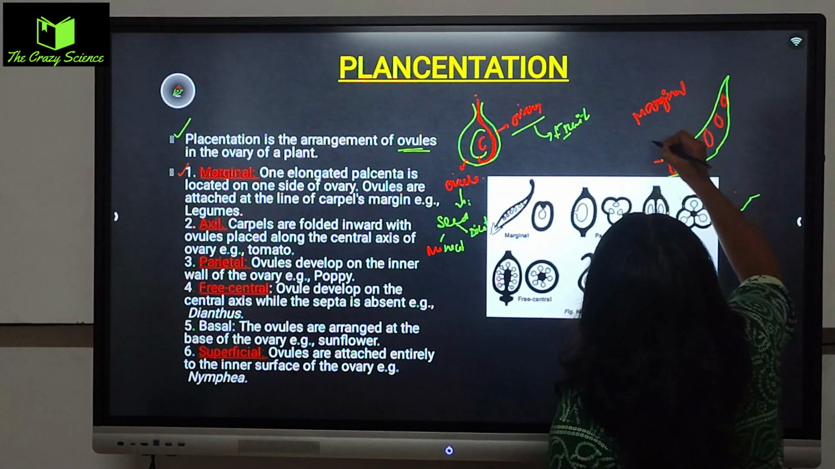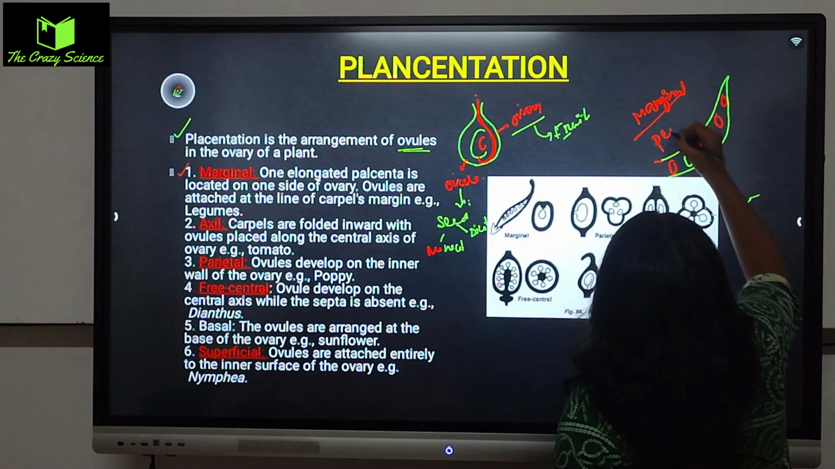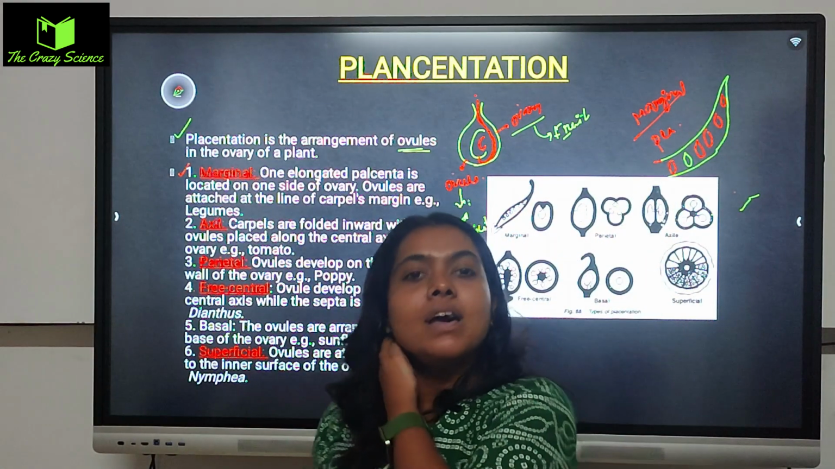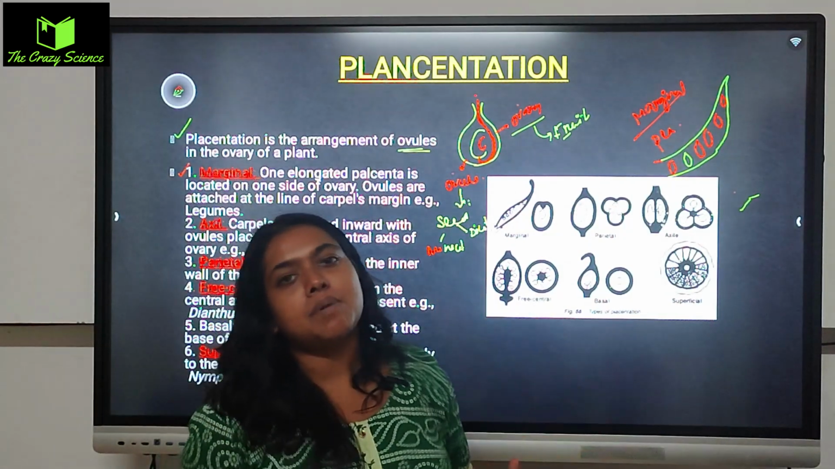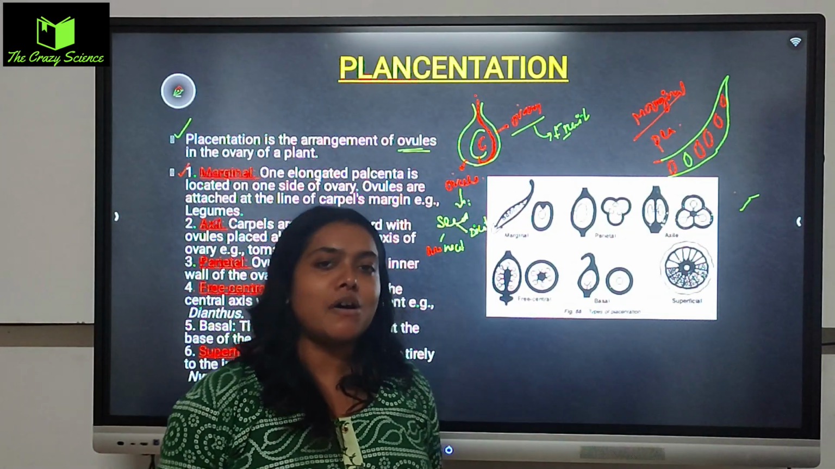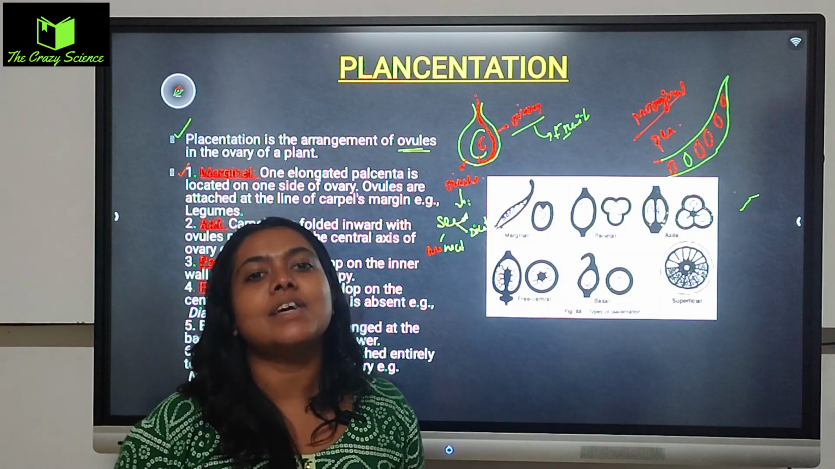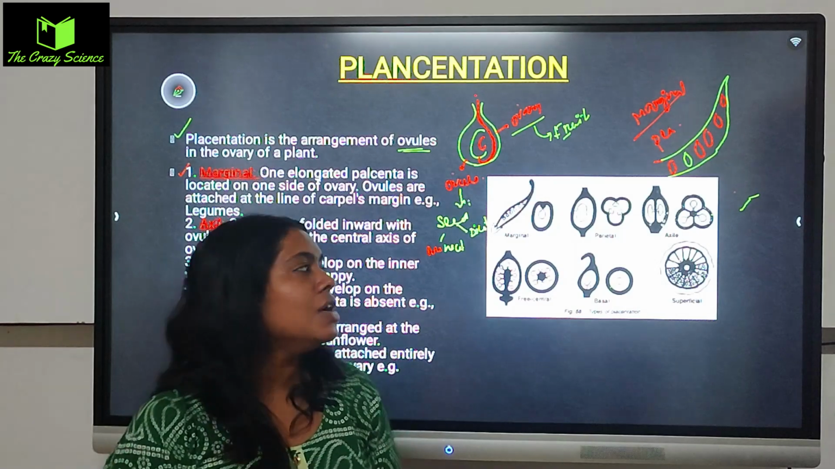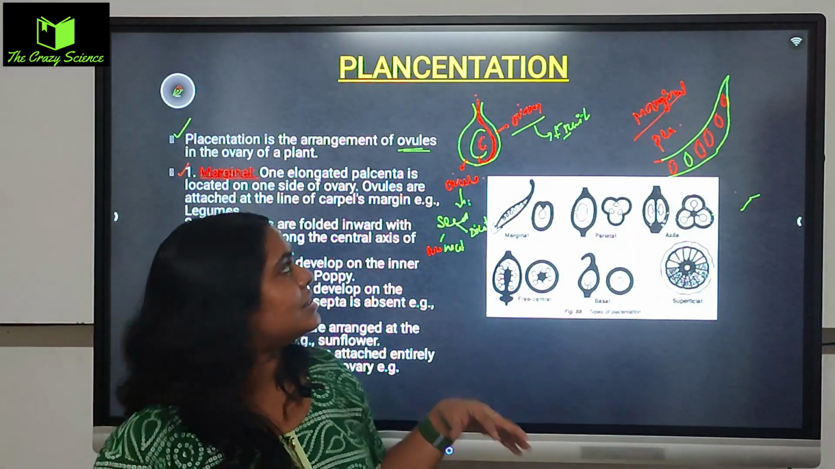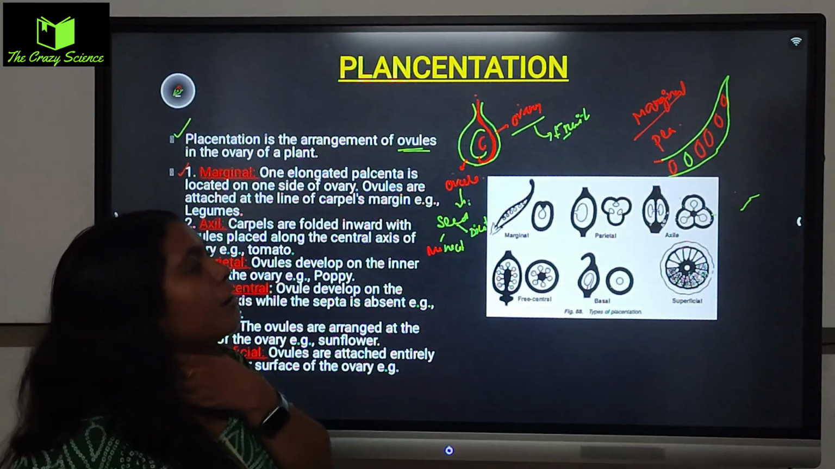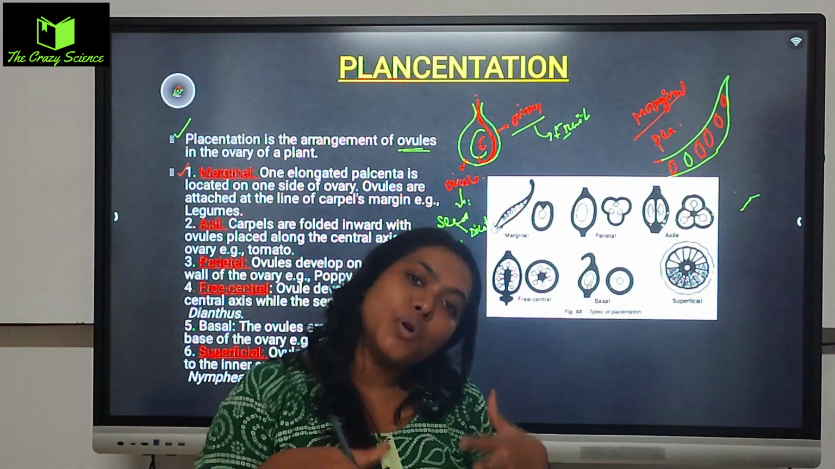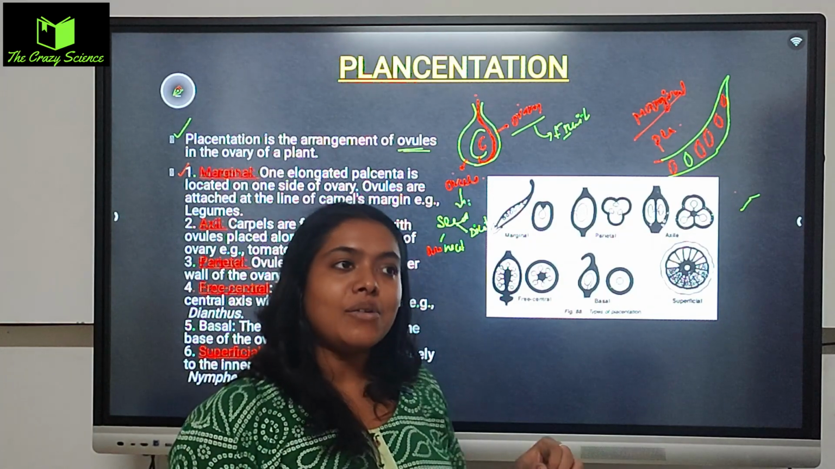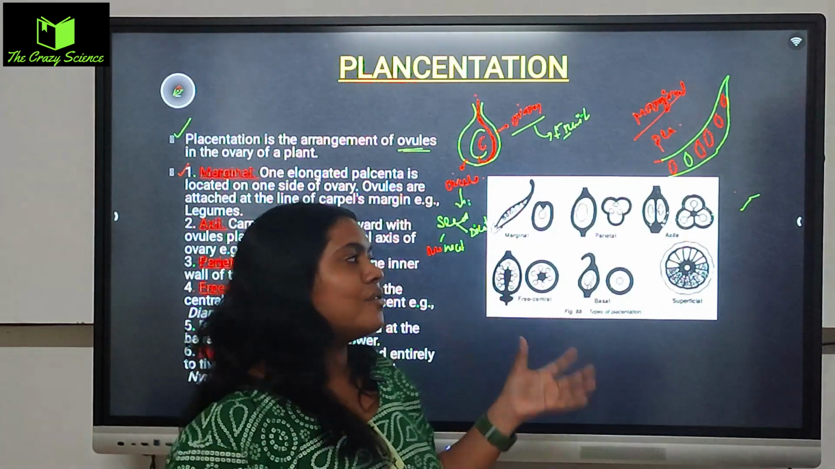And marginal you will see in the pea plants. Pea plants, in their flowers, after fertilization the flower produces the fruit or seed, so placentation is just how the ovules are arranged inside the ovary. This is called the placentation, and when we cut it, we get to see this kind of structure.